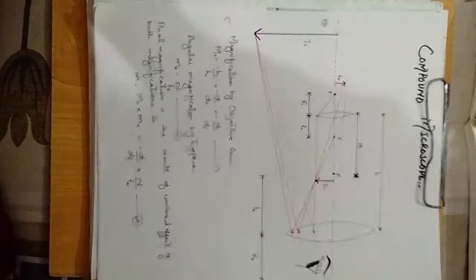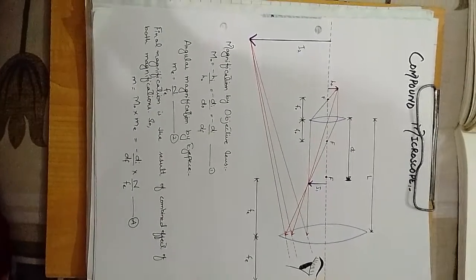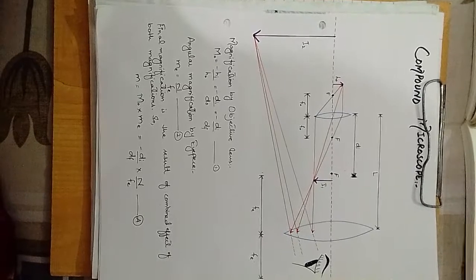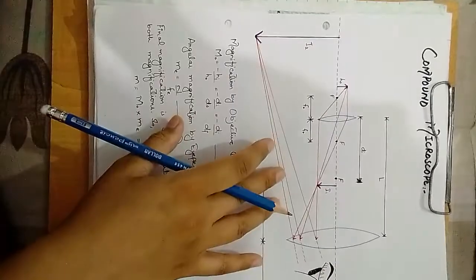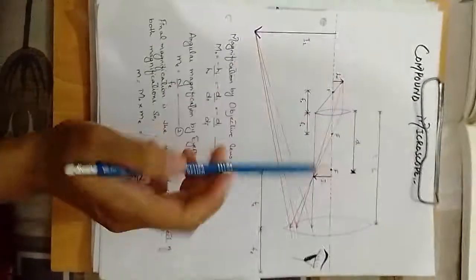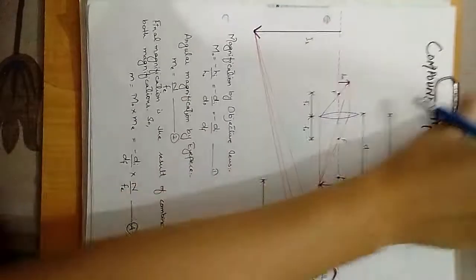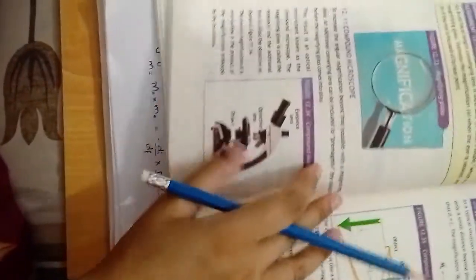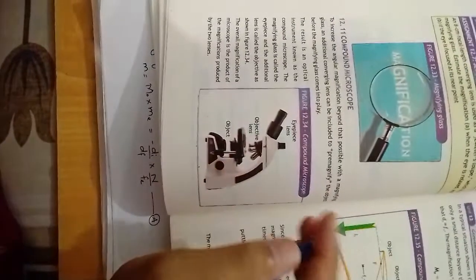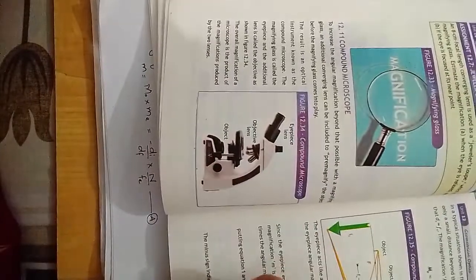Students, in this lecture we're going to talk about a compound microscope. Here you've seen that I've just drawn the ray diagram, and we can see the actual diagram of a compound microscope in your books. First we have to know what exactly a compound microscope is and why we need it.